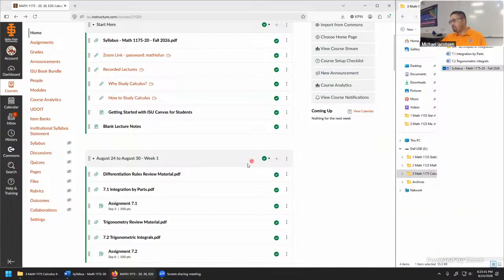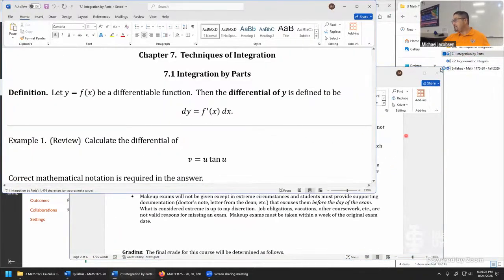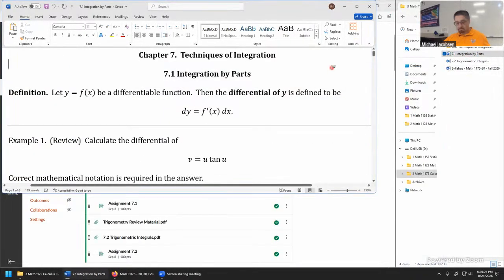And I'll get us scrolled down to whichever section we're currently in. So today we're in section 7.1, integration by parts. Before we delve into those new concepts, I have a couple examples where we're doing a soft review of some important concepts that connect over from Calculus 1. So let's take a look into those. Here are the 7.1 notes.